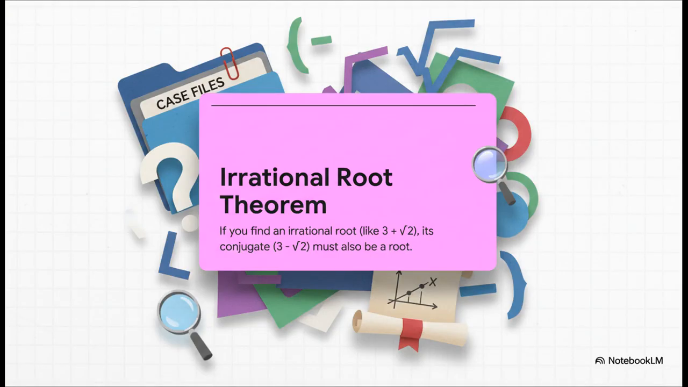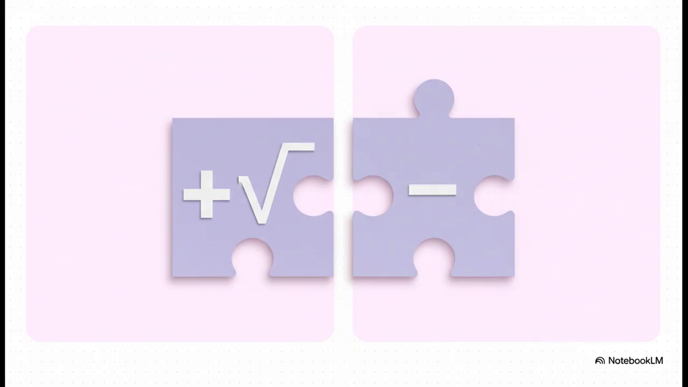This is one of my favorite clues in all of math. It's just so elegant. It says that if you find one irrational root, something like 3 plus the square root of 2, then you automatically, without doing any more work, know that its partner, its conjugate, 3 minus the square root of 2, has to be a root too. They always come in pairs. Seriously, think of it like a buy one, get one free sale. The second you confirm that one of these is a solution, you get its partner for free. It's an incredible shortcut that can literally cut your investigation time in half.